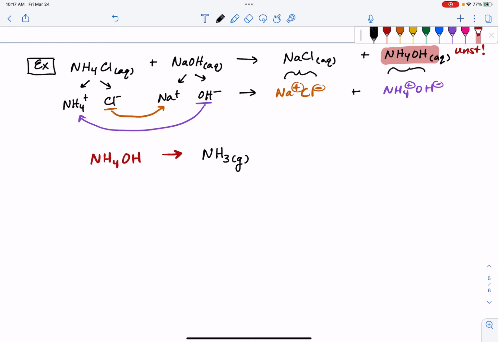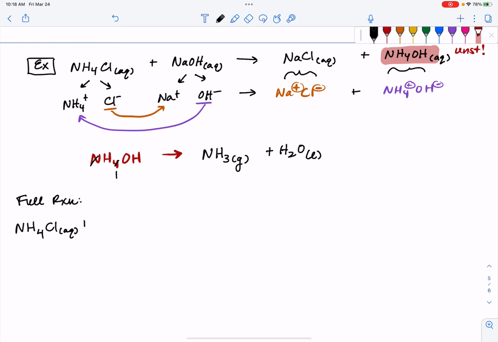And if we think about what happens here, if I'm decomposing this, I've used an N and 3 of my H's, leaving behind an H and an OH, which is going to come together and create H2O liquid. So if I were to write the full and complete reaction, I would have this reaction shown in 2 steps.